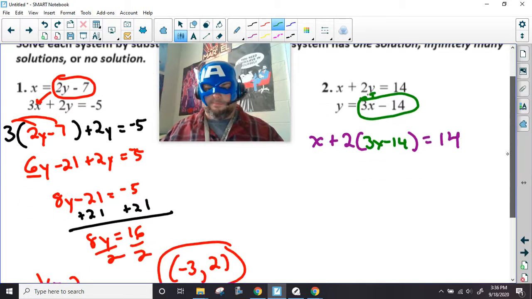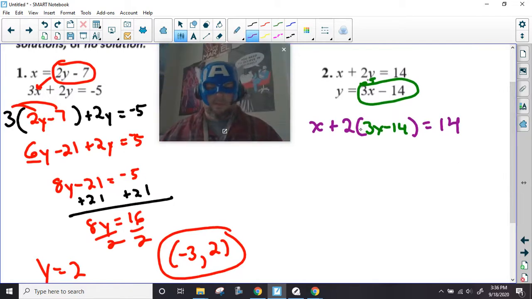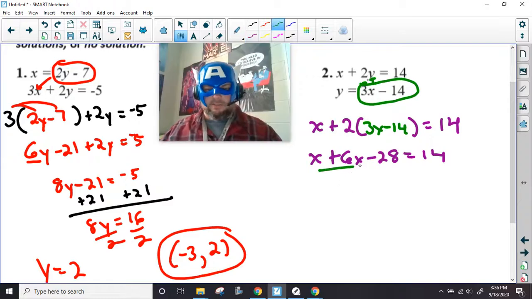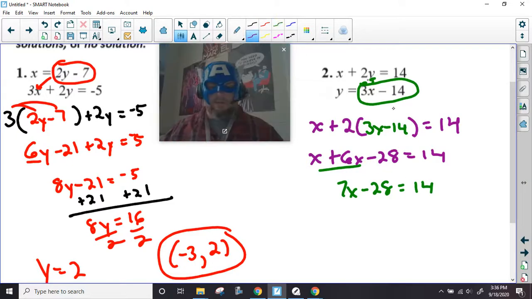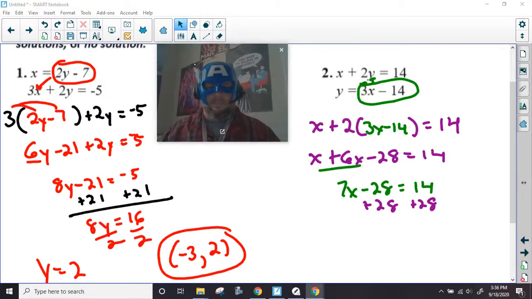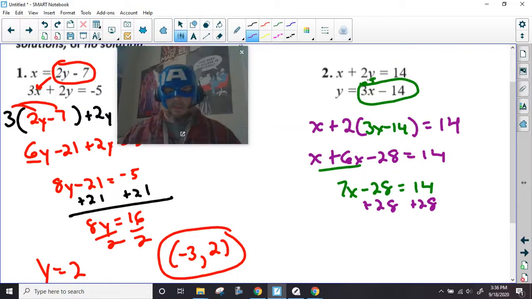All right. So we're going to distribute. So this is going to be 6x minus 28. Okay, I'm going to combine like terms here. So x plus this is 7x minus 28 equals 14. Okay, add 28 to both sides. Okay, very good.